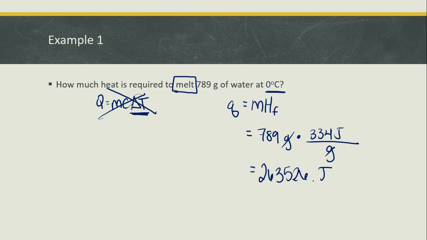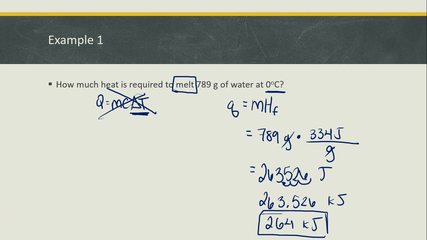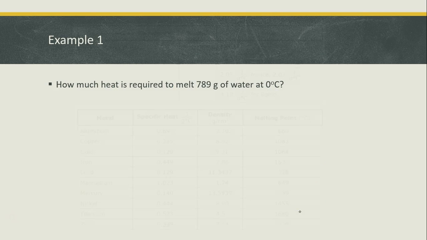If you're going to do this in kilojoules, then you need to move your decimal space 3 spaces to the left. So that would make it 263.526 kilojoules. And since we can only have 3 sig figs, we're going to cut it off to 264 kilojoules. When you get large numbers, it's nice to give it in kilojoules instead of joules. All right, that's all we have to do with this.